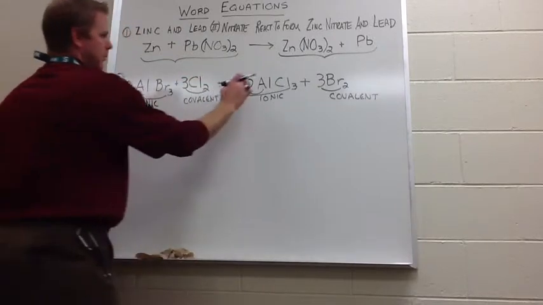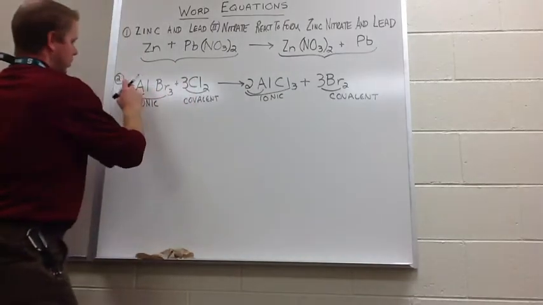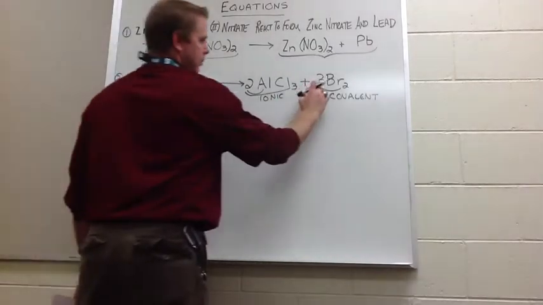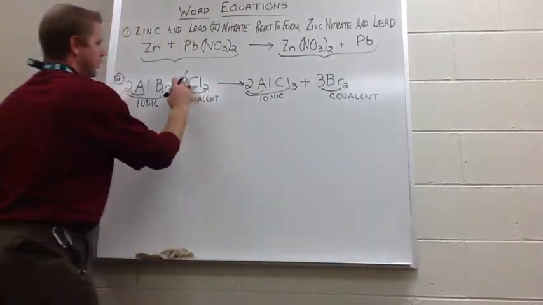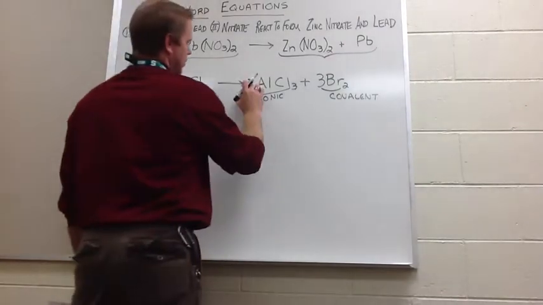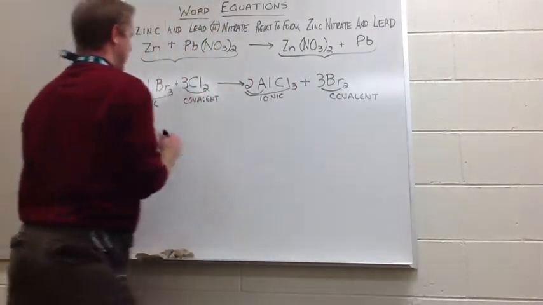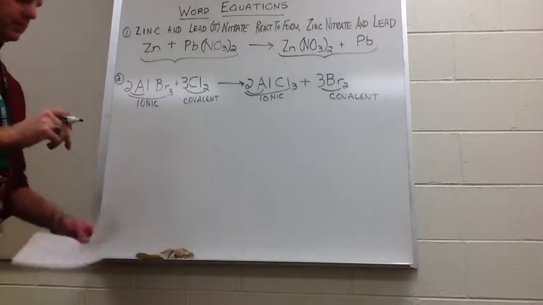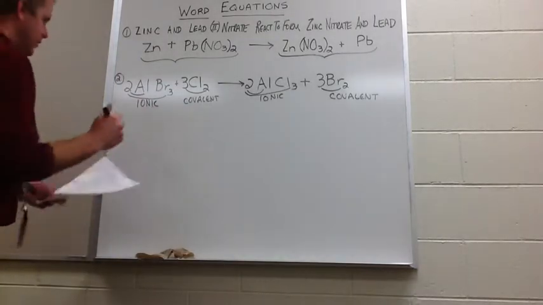So 2 aluminums, 2 aluminums. 2 times 3 is 6 bromines. 3 times 2 is 6 bromines. 3 times 2 is 6 chlorines. 2 times 3 is 6 chlorines. And it is a balanced chemical equation. Let's do one more.